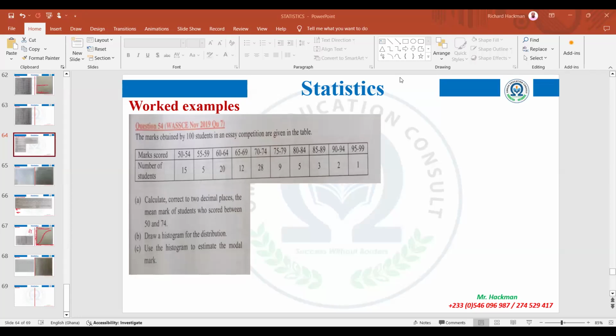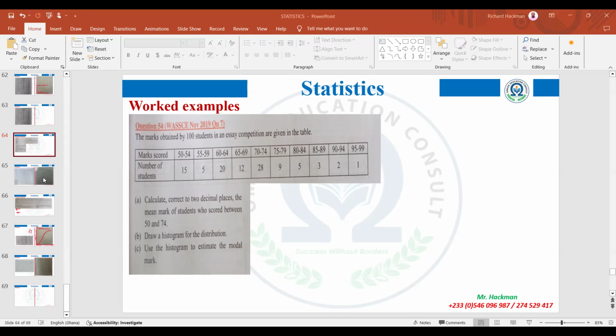We are still looking at statistics, and we are now on graphs. Our concentration will be on the histogram and the cumulative frequency curve, which is also known as the ogive. This was the assignment that was given in our previous meeting.